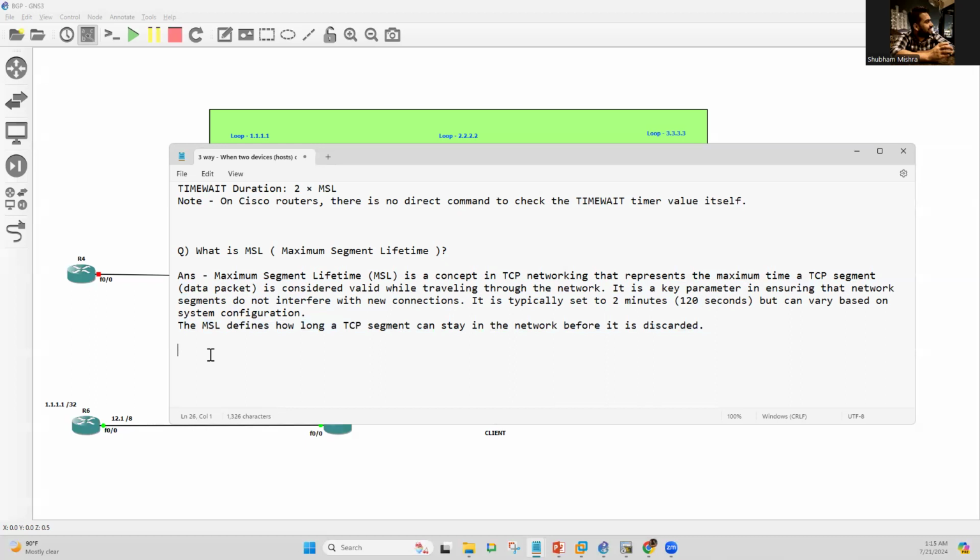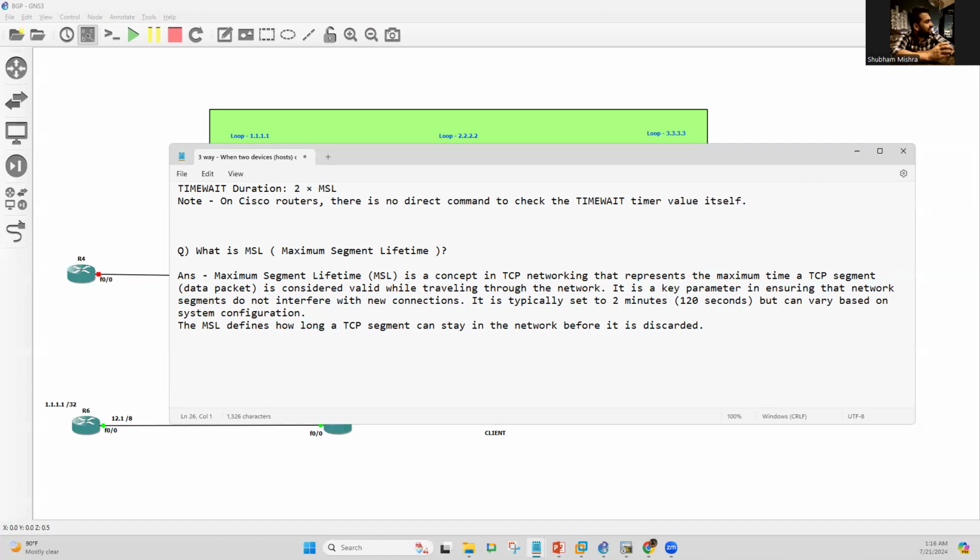Let's suppose by default the MSL time is 2 minutes. It means if two routers establish a TCP connection, that TCP connection is valid for 2 minutes. After 2 minutes, the routers again perform the three-way handshake and establish the TCP connection. That is MSL. MSL is not rocket science, guys.